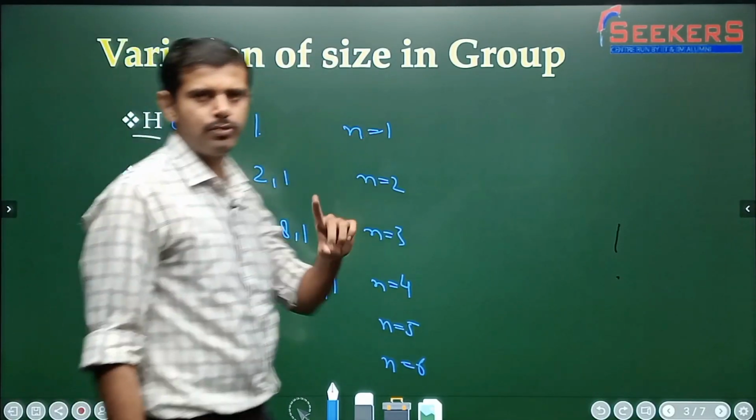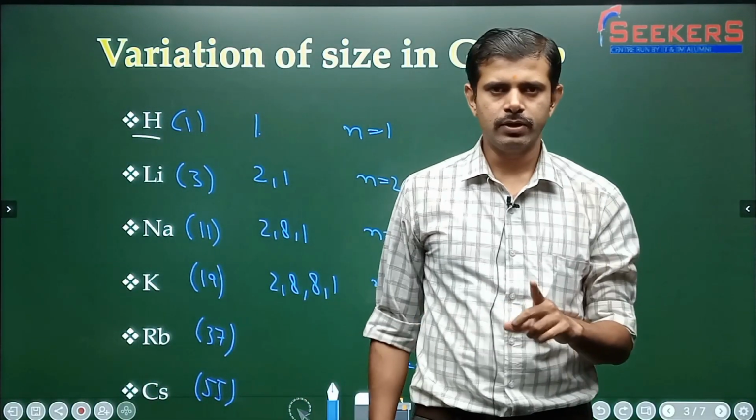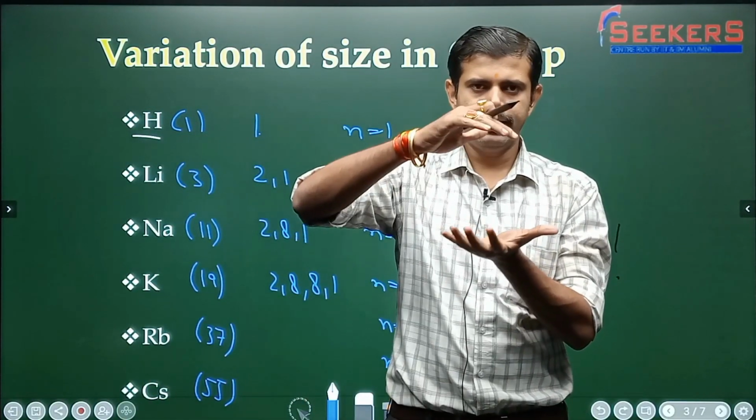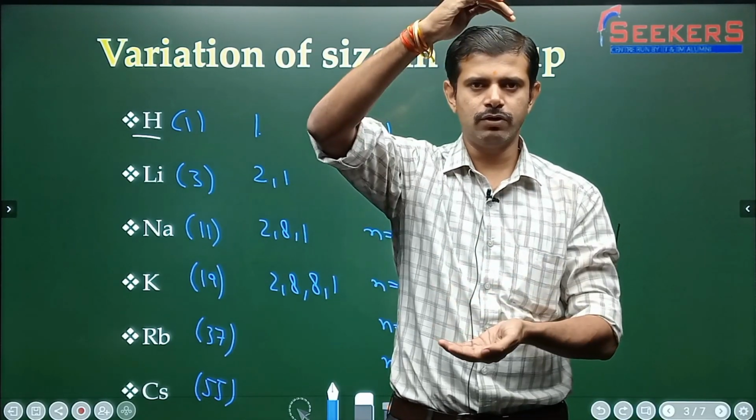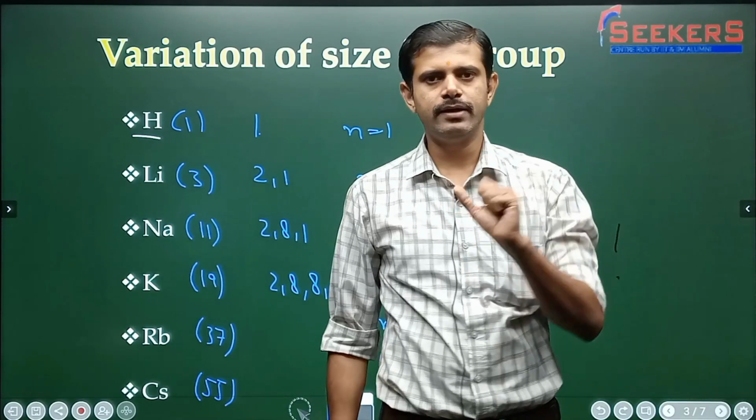Moving down a group, the number of shells in atoms will keep on increasing. When the number of shells keeps on increasing like this, what will happen? The size will automatically increase.